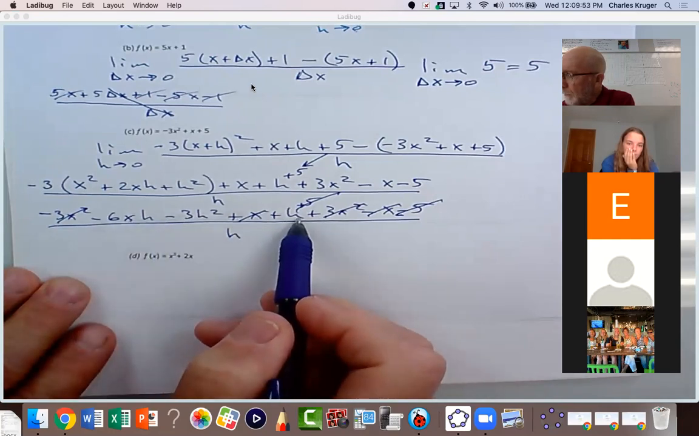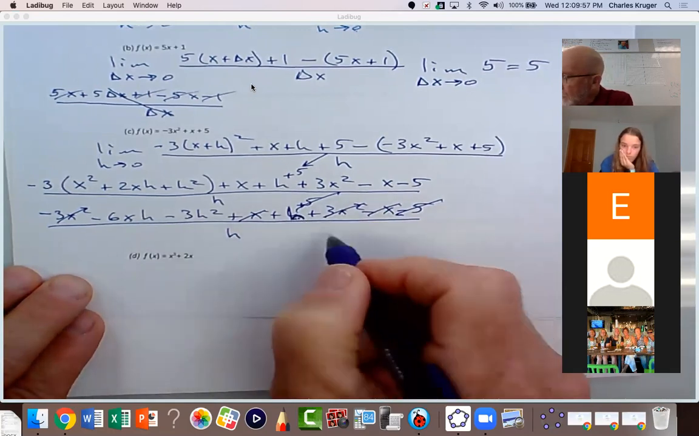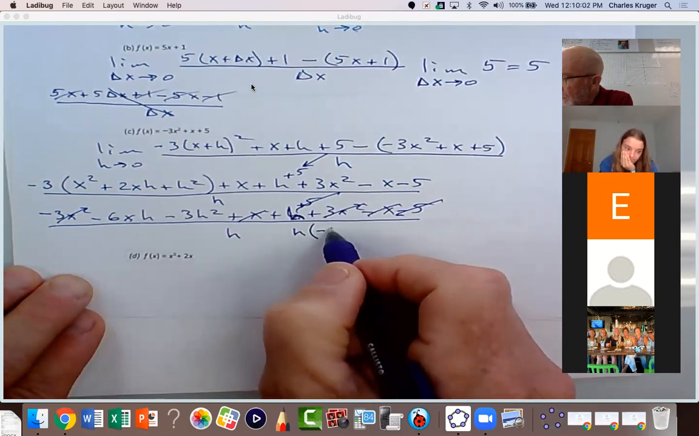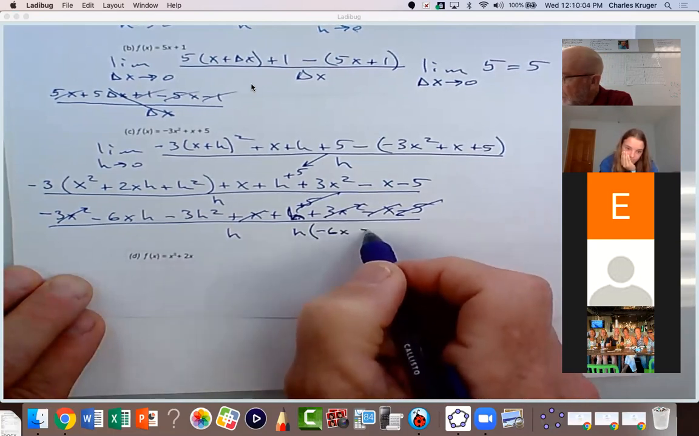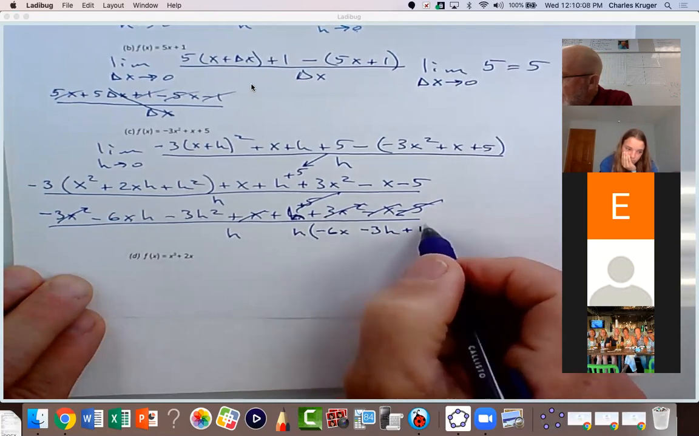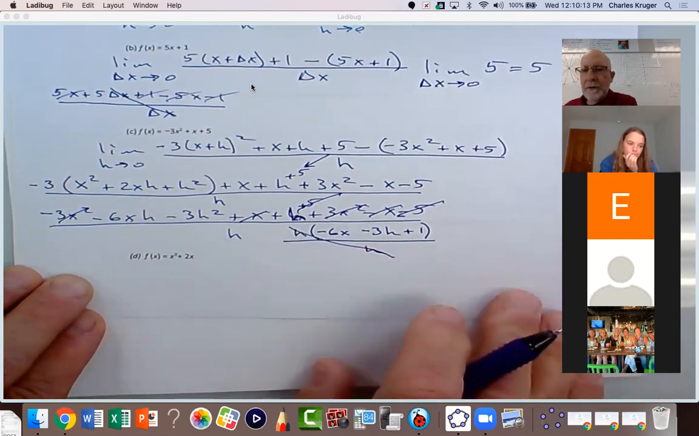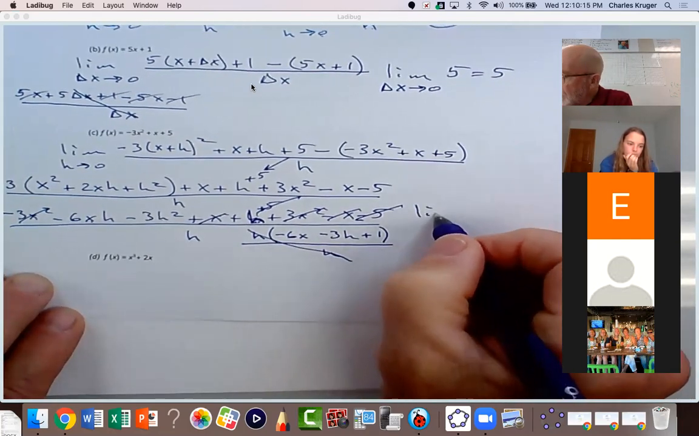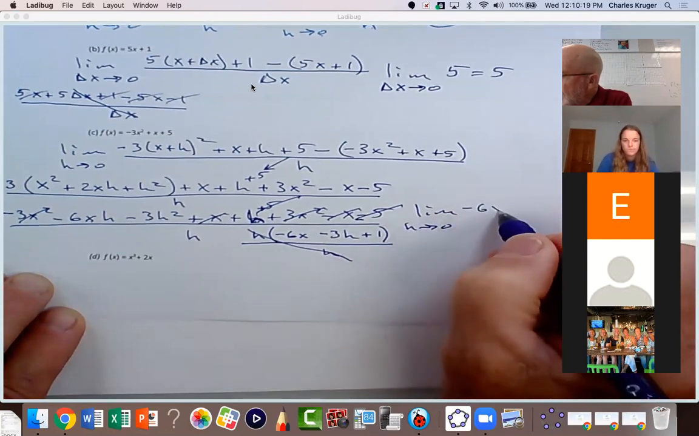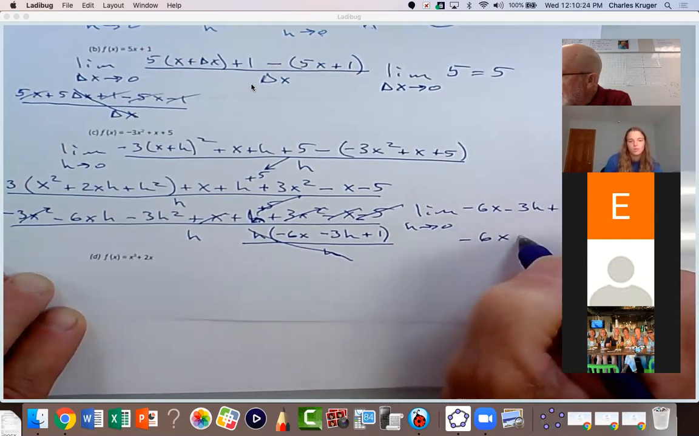1, 2, 3 terms. This is an easy one to miss right here, this lone h. And so I'm going to factor an h out of each of those terms, and I'm going to get negative 6x minus 3h plus 1 all over h. And that simplifies. So now I'm going to take the limit as h goes to 0 of negative 6x minus 3h plus 1, and I get negative 6x plus 1.